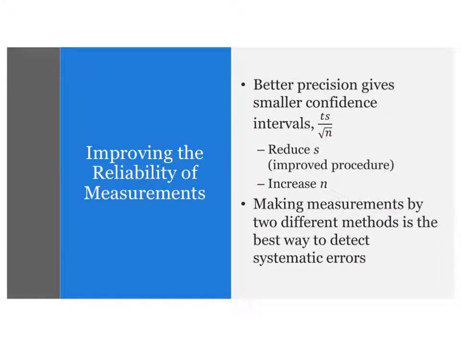If the goal is to decrease the confidence interval of our measurements, we can work on our reliability. We can do this by working on our precision, which translates into lower standard deviations, or we can make more measurements, which increases n. It's also a good idea to make measurements using 2 different methods and compare the data sets for the differences so we can detect systematic errors. Let's look at how to do that using the student t-test.